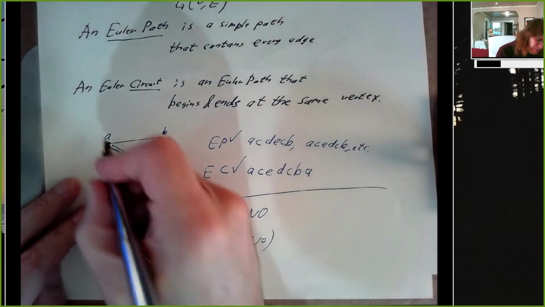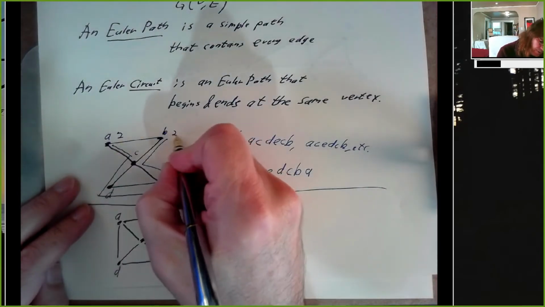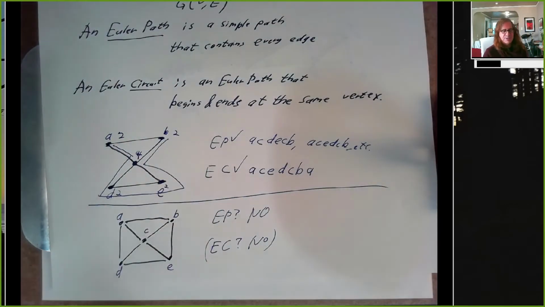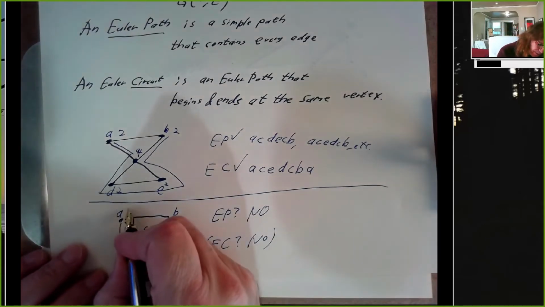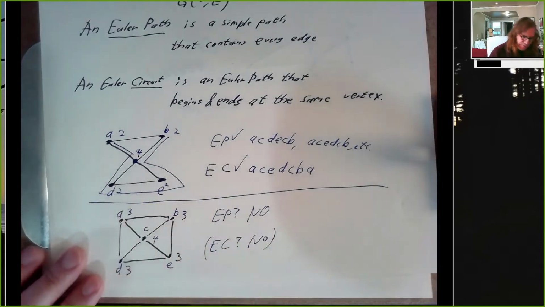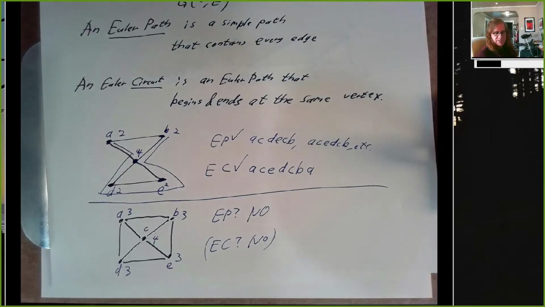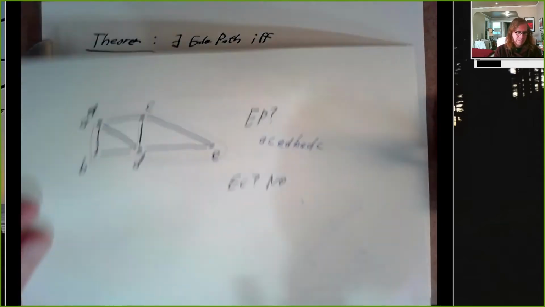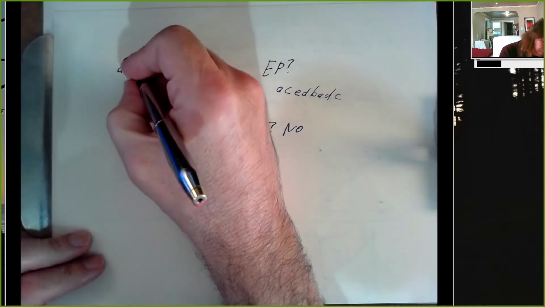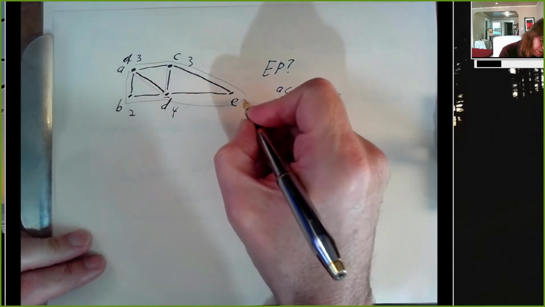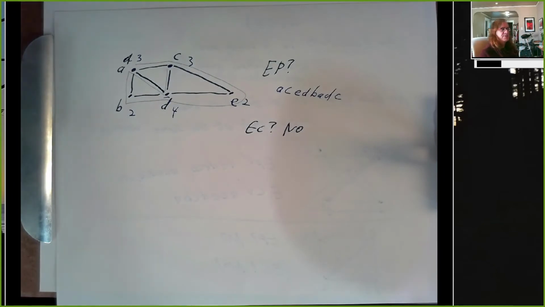So what's the degree of each vertex here? 2, 2, 4, 2, 2. No vertices with odd degree, you're guaranteed there's an Euler path. On this graph down here, degrees are 3, 3, 3, 3, and 4. You have 4 vertices with odd degree, guaranteed there's no Euler path. And on this middle one, degrees are 3, 3, 2, 4, and 2. Exactly 2 vertices with odd degree, you do have an Euler path.